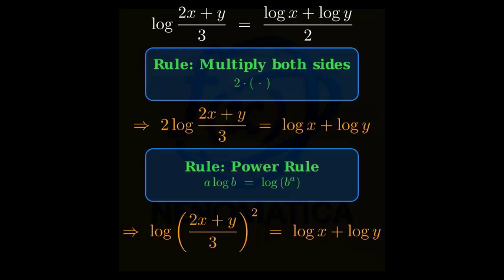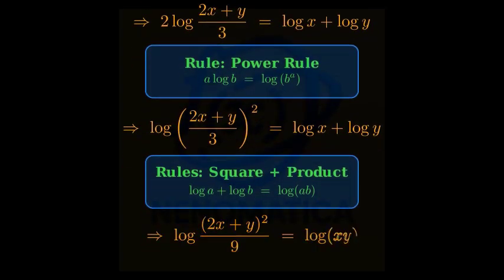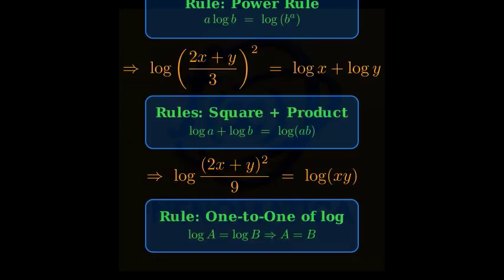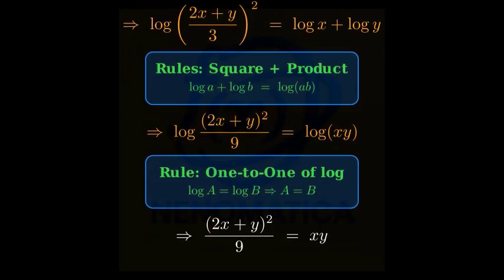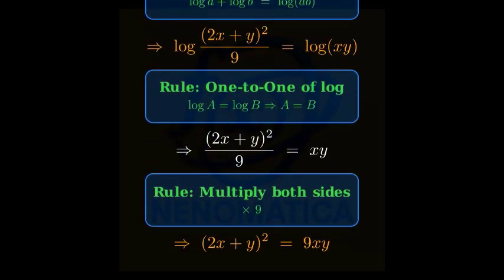Step 4. Square the fraction and use the product rule on the right side. Then write the simplified equality. Step 5. Since the logs are equal, their arguments must be equal. Write the result without logarithms. Step 6. Multiply both sides by 9.